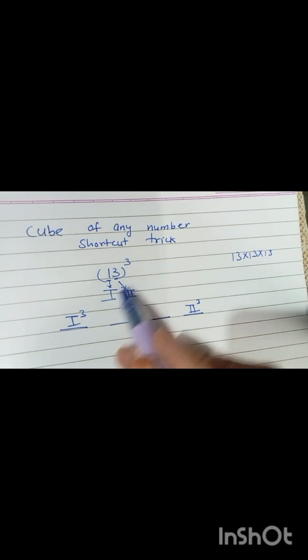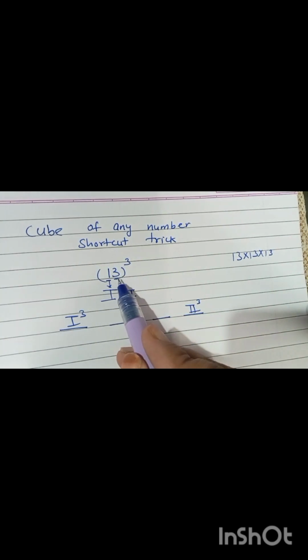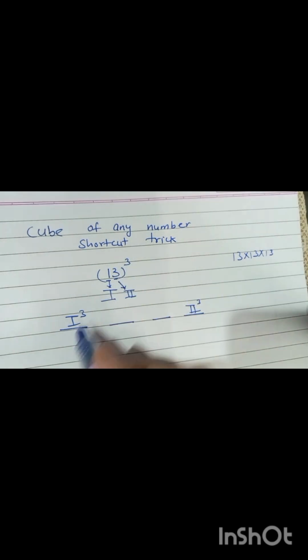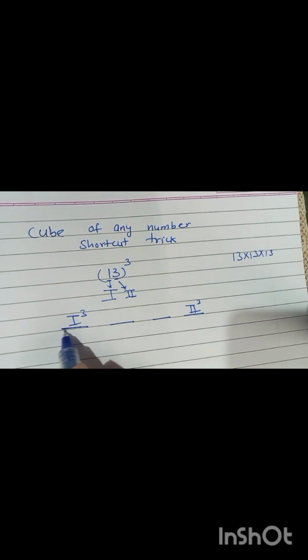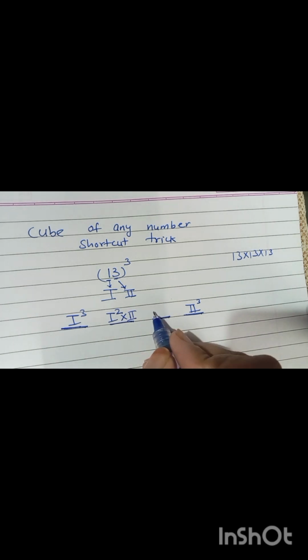How to calculate? First of all, divide this 13 into two parts. Consider 1 as the first and 3 as the second. So we will use one formula. First of all, we will write four places. At the first place, we will write the cube of the first number. At the fourth place, we will write the cube of the second number. At the second place, we will write the square of the first number multiplied by the second number. At the third place, we will write the square of the second number multiplied by the first number.